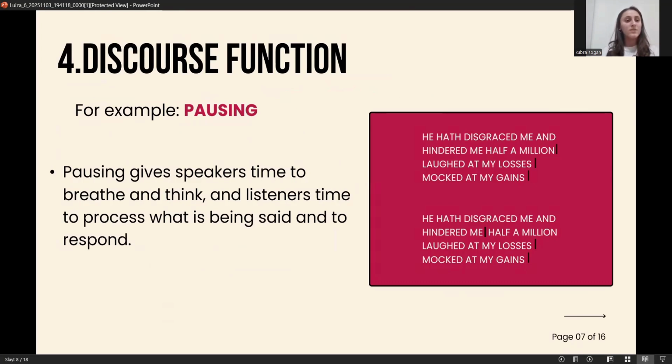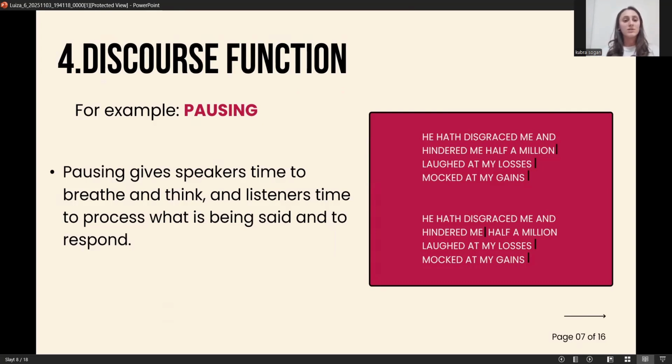And finally, in the fourth function, the discourse function, suprasegmental features help organize speech, showing whether a speaker has finished or has more to say. For instance, we can use the suprasegmental feature of pausing to demarcate sentences, as in, "he had disgraced me and hindered me 500,000, laughed at my losses, mocked at my gains" is different from saying "he had disgraced me and hindered me, 500,000 laughed at my losses, mocked at my gains."